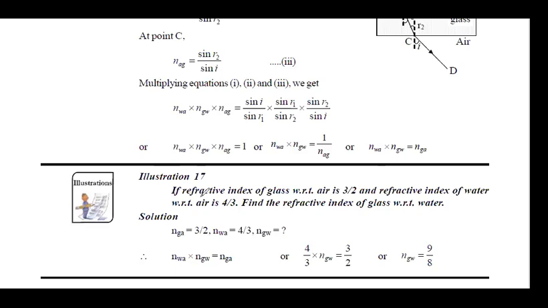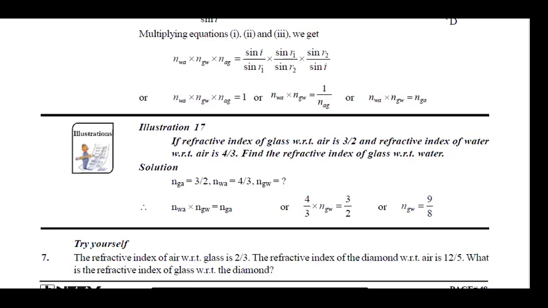So, refractive index of glass with respect to air, mu glass by mu air, is given as 3 by 2. And refractive index of water with respect to air, mu water divided by mu air, is equal to 4 by 3. So what is mu glass with respect to mu water? Right? So just divide it. 3 by 2 divided by 4 by 3. Okay? Got it? Yes, very good. Next, try this one, guys.